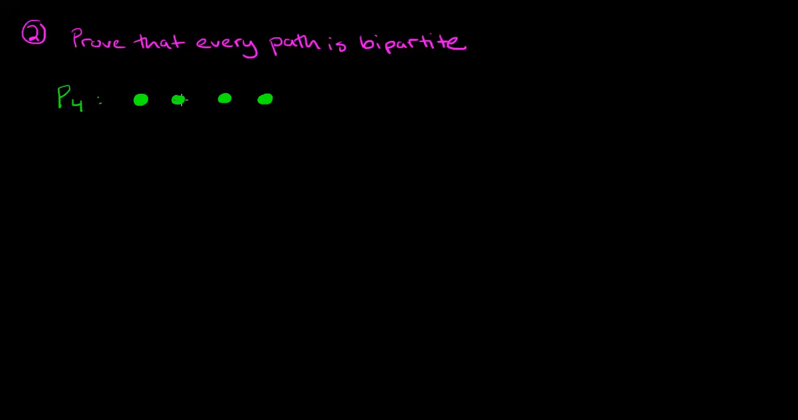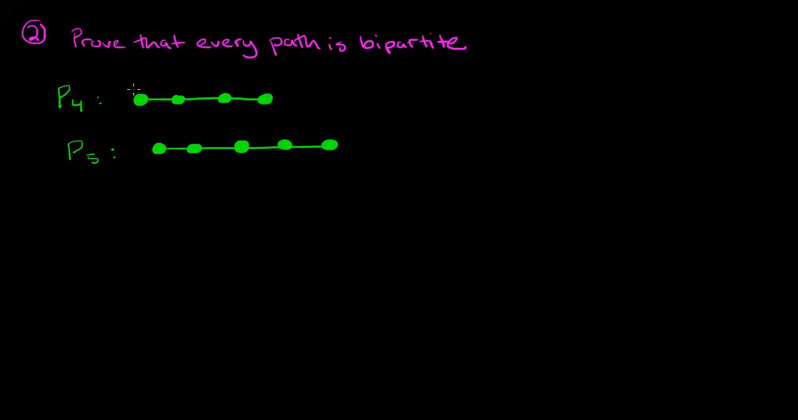Our next problem says, prove that every path is bipartite. Before we do this proof, let's work out a couple of examples. Here we have P4, the path on 4 vertices, and P5, the path on 5 vertices. What we're going to do is show that these two examples work out to be bipartite, and via the examples we'll get an idea for how to prove it in general.